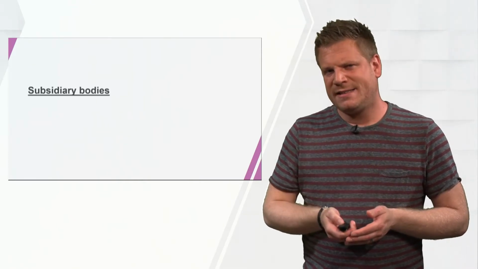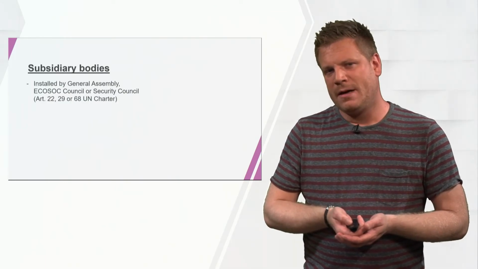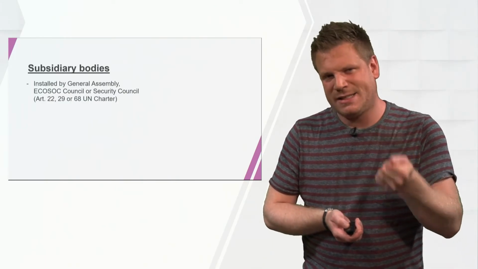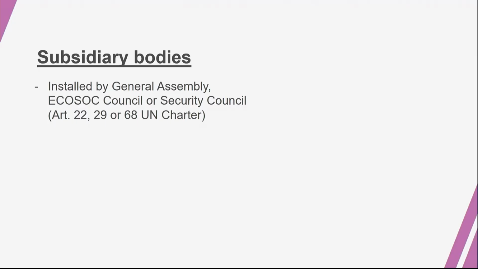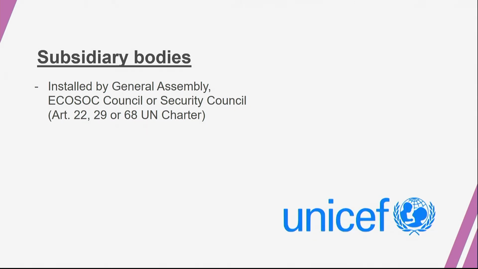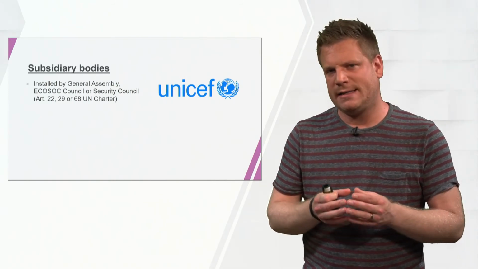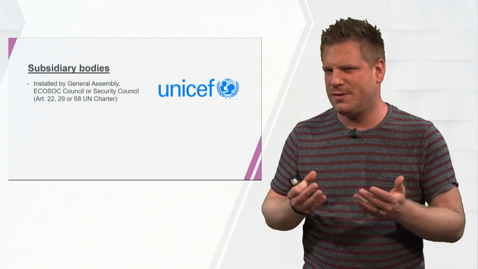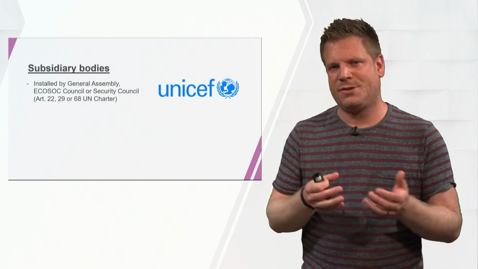The United Nations can also establish subsidiary bodies. First of all, they can be installed by the General Assembly, the ECOSOC Council or the Security Council. There are different procedures for that, as you can see in the various articles of the UN Charter. And they can be established in order to help them perform their jobs. A wonderful example is UNICEF, which is a famous body that is involved with trying to contribute to the realization of the rights of the child. And it was established by the ECOSOC Council.